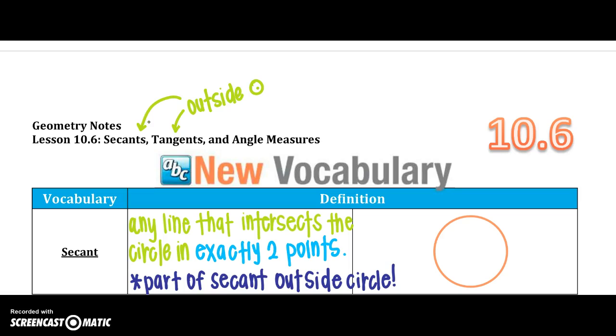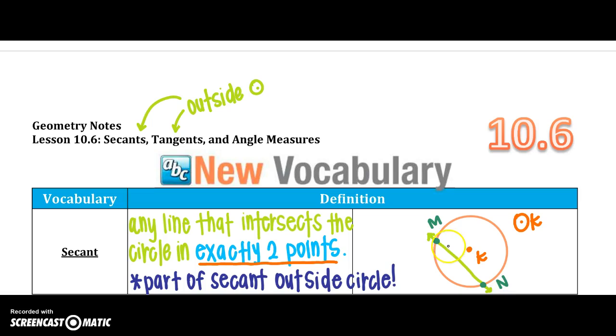So a secant is any line that intersects the circle at exactly 2 points. If I have, let's call this circle K, remember, the circle is identified by its center point. And I have a line that intersects my circle at exactly 2 points. It'll intersect here. Let's call that point M, and we'll call this point N.